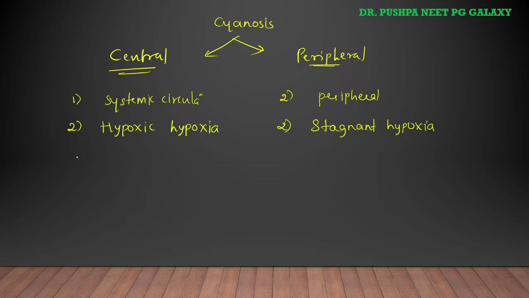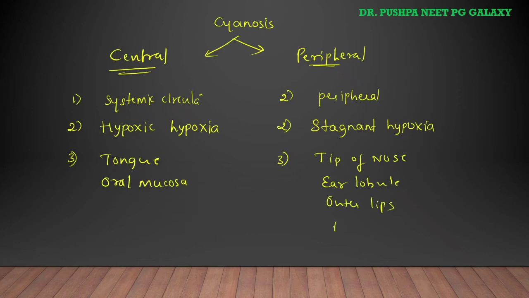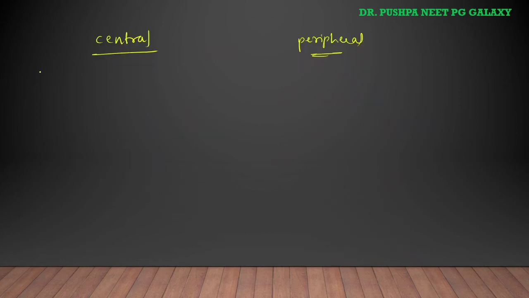What are the sites to look for cyanosis? In central, we should look at the tongue and oral mucosa. Whereas in peripheral cyanosis, we should look at the tip of the nose, ear lobule, outer lips, fingertips, nail bed and extremities. Next point is, in central cyanosis, extremities are warm, whereas in peripheral, extremities are cold.